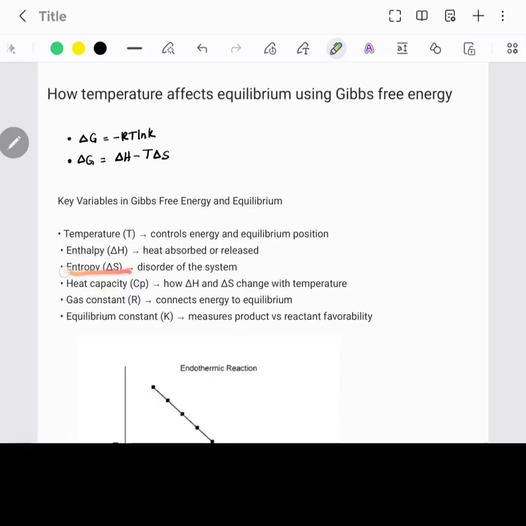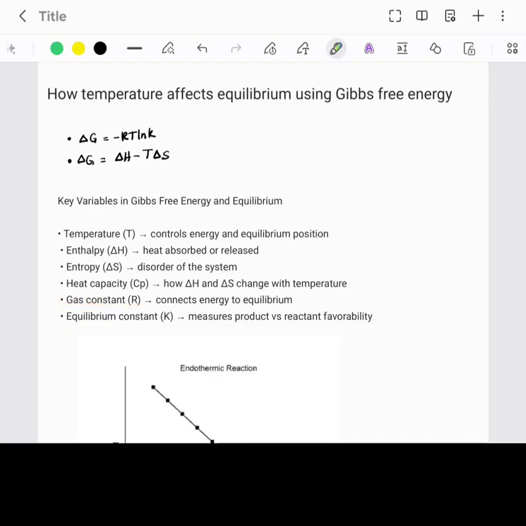Then we have entropy, or delta S, which measures the disorder of the system. Reactions that increase disorder are generally more favorable. And then another important variable is the heat capacity, Cp, which describes how enthalpy and entropy change as temperature changes. This becomes important when we compare reactions at different temperatures. Then we also use the gas constant R, which connects energy and temperature in thermodynamic equations.